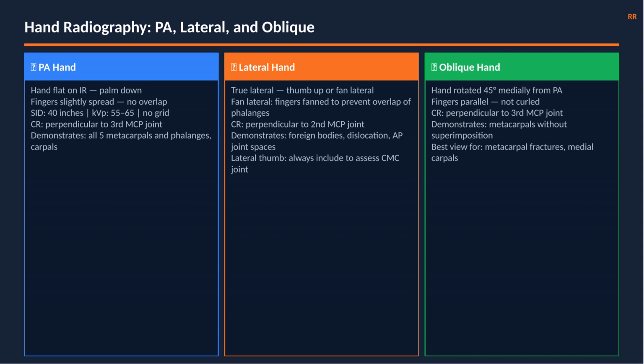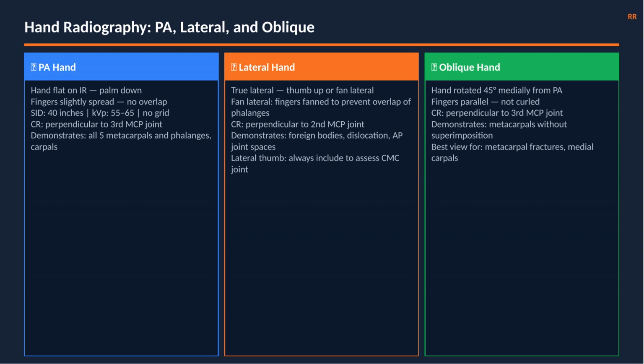Lateral hand. True lateral, thumb pointing up. The fan lateral technique spreads the fingers superimposed over each other in a fan pattern so the phalanges do not obscure each other. CR. Perpendicular to the second MCP joint. Demonstrates foreign bodies, volar plate injuries, and dislocations. The lateral thumb is always included, essential for evaluating the thumb CMC joint.